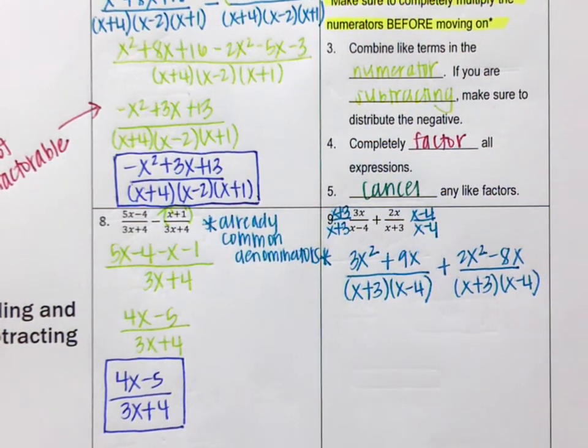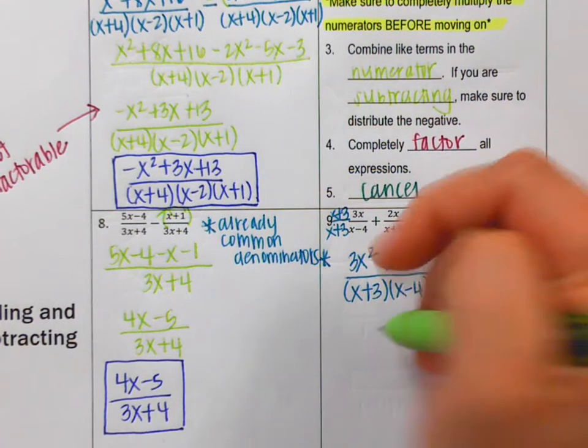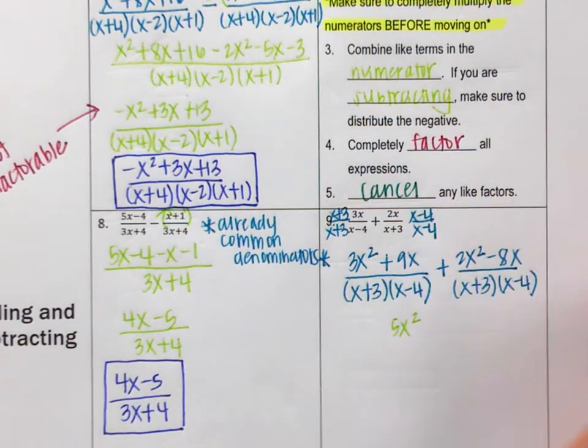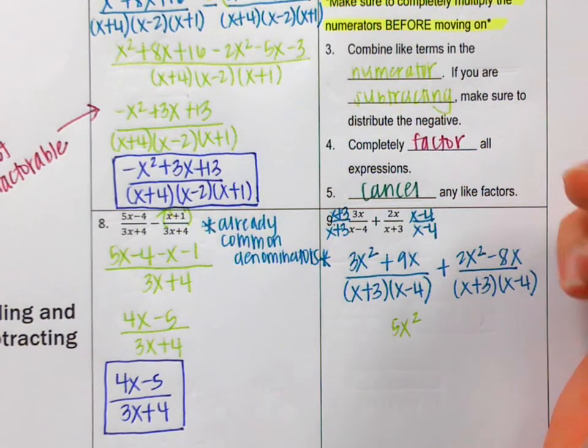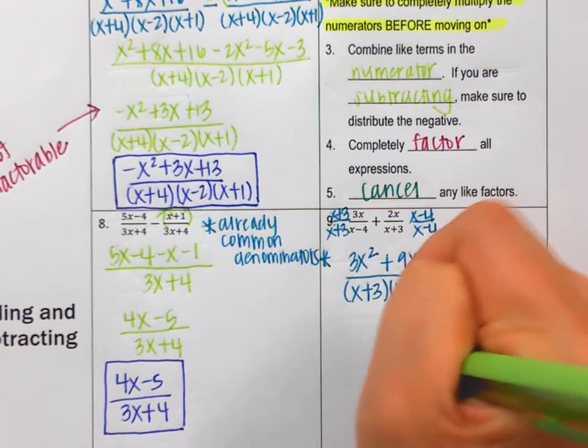Are my denominators the same now? Yes, they are. Now I can combine like terms in the numerator. I'm not subtracting, so I don't have to distribute the negative. So I just have to combine my like terms. 3x squared plus 2x squared is 5x squared. 9x minus 8x is x. And then the denominators don't change.